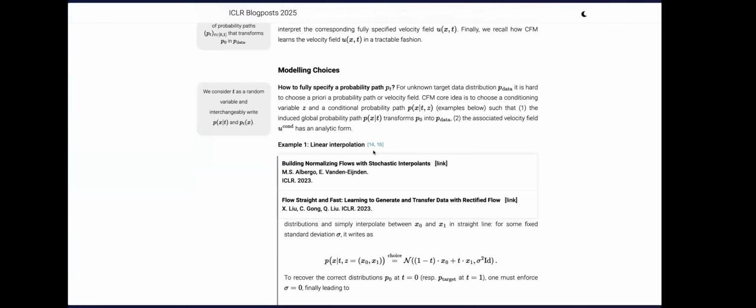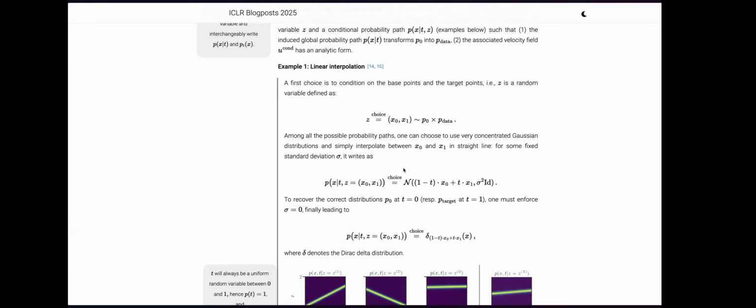Okay, so the linear interpolation, as we have discussed before, takes a sample z, which is a tuple of base samples that are simple to draw and a data point, right? So from P0 and P data, we sample X0 and X1. 0 and 1 here refer to their time points. X0 comes from P0, X1 comes from time 1, which is probability data. Okay, good. Let's move forward.